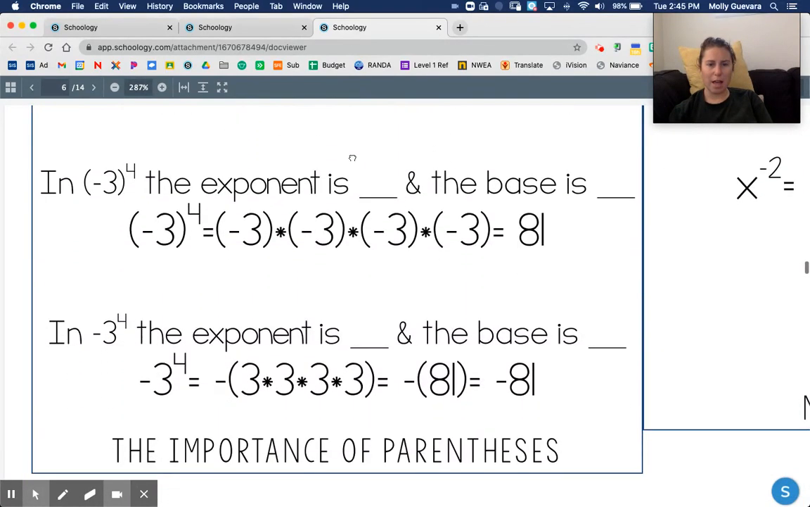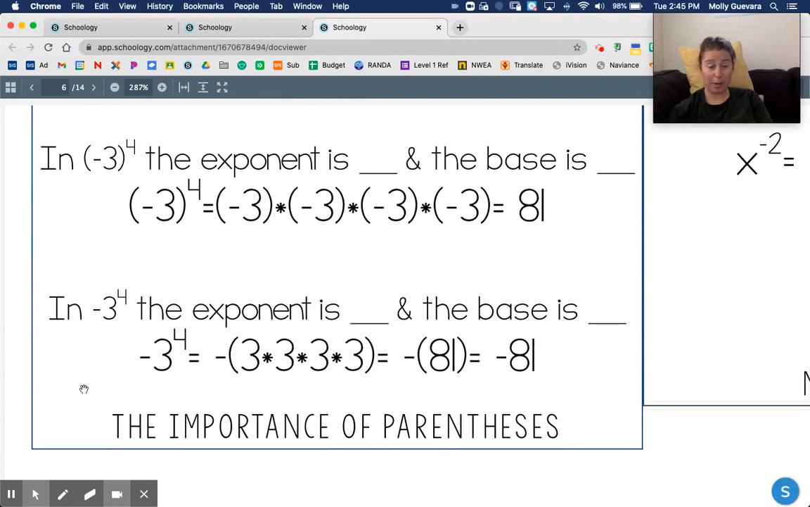Now, if I have a -3 in parentheses, this tells me the exponent is 4. The base is -3. The 4 is applying to the whole thing. The 4 is touching the parentheses. So this is telling me, hey, I want to write -3 4 times. So I get 9, and then here I also get 9. So I get positive 81. So you just have to pay attention: is the 4 touching the parentheses?